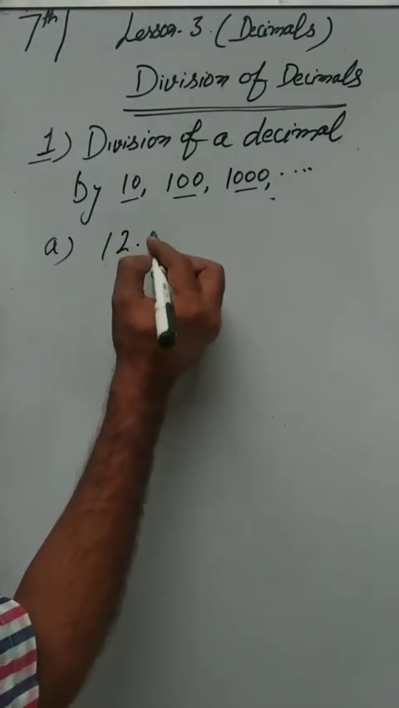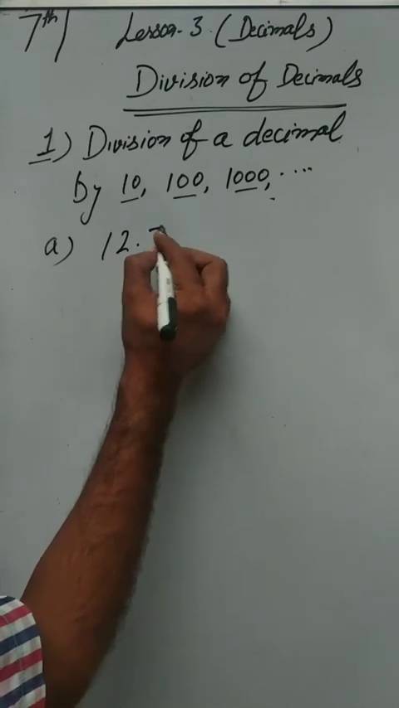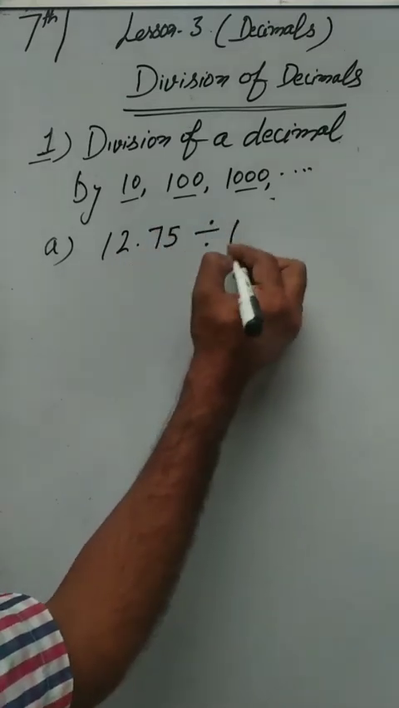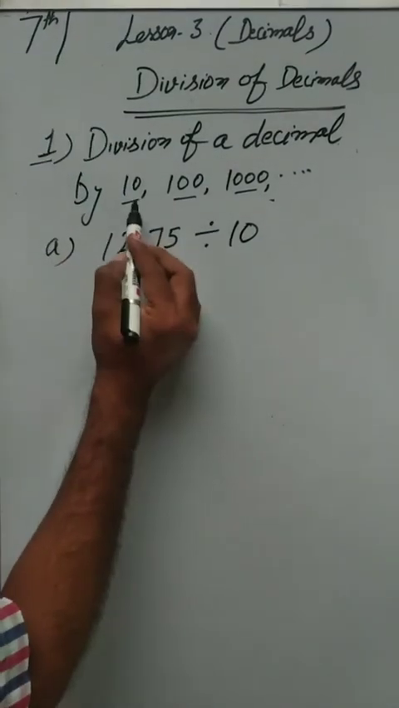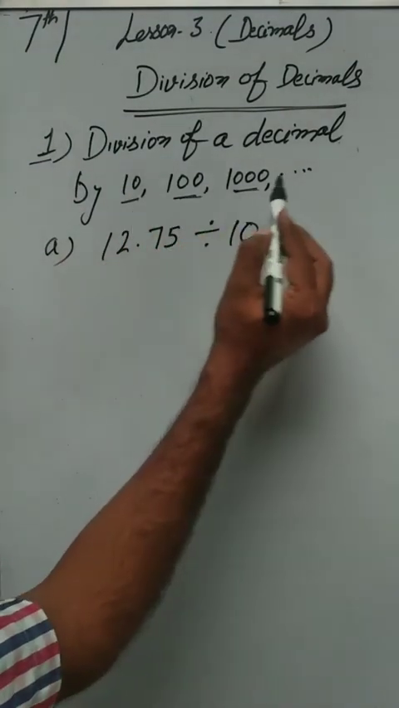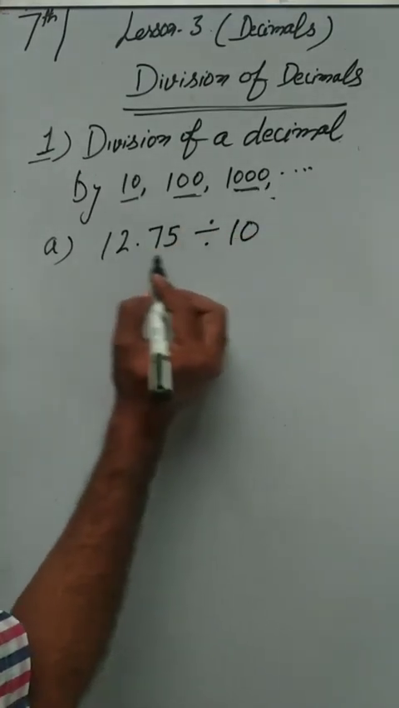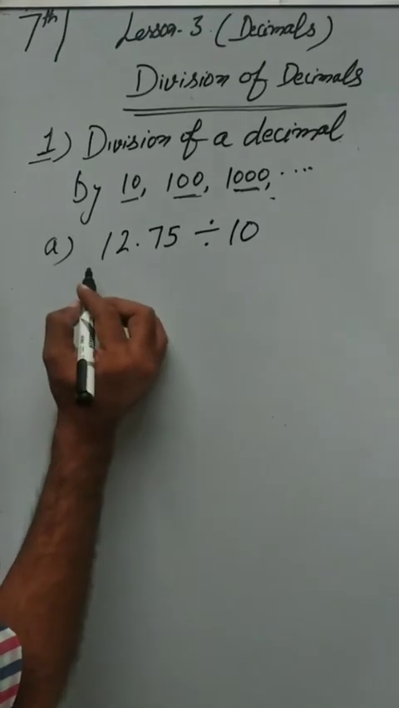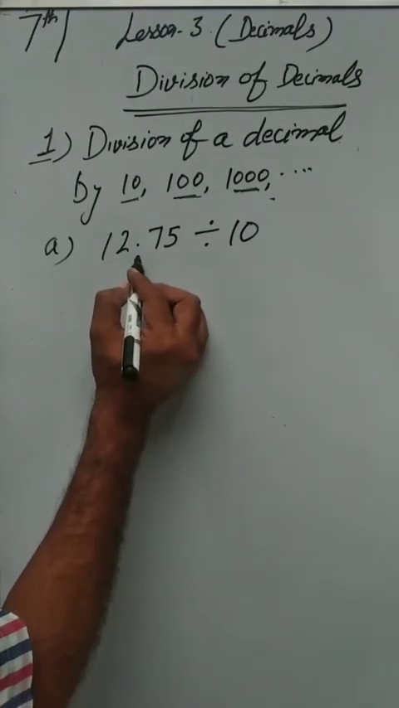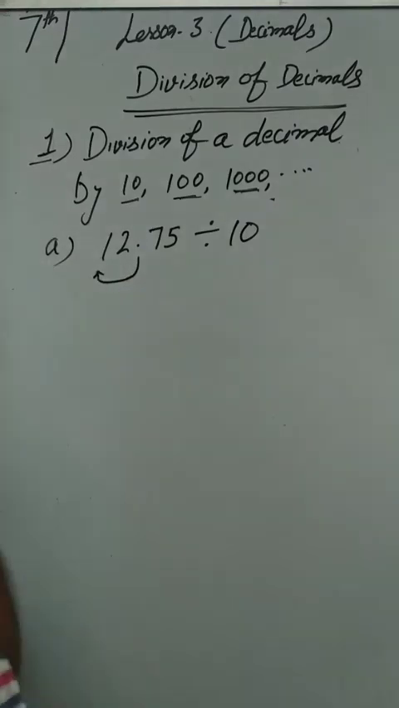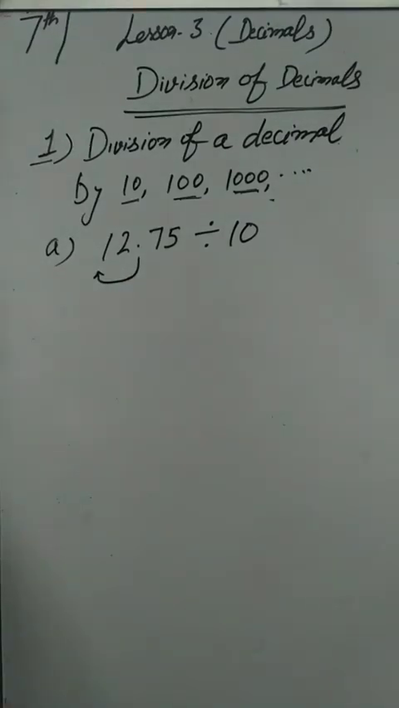For example, 12.75 divided by 10. Beta, when you divide a decimal by 10, 100, 1000, 10,000, these types of numbers, the point, or the decimal, will shift toward the backward position. Okay, understood? Or you can say the point will shift to the left hand side.